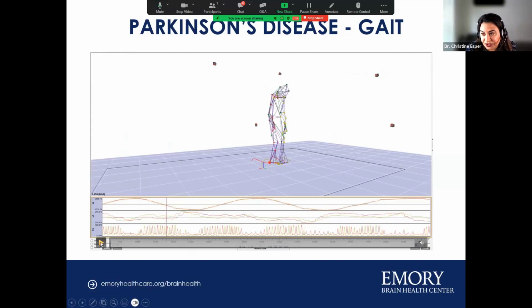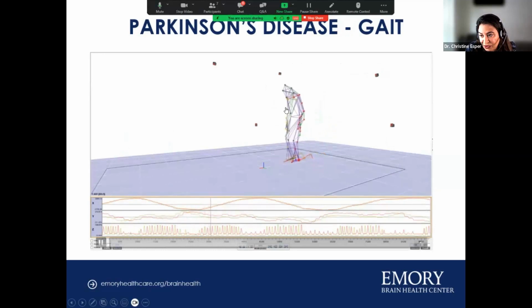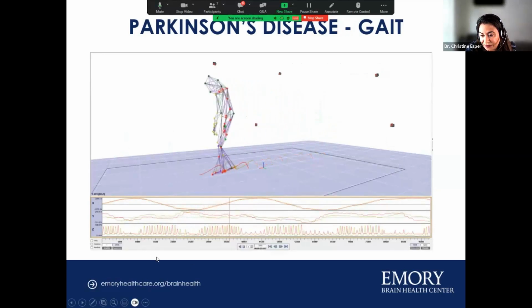So here is a picture of a patient with Parkinson's disease walking in our lab. You can see the stooped posture, takes several steps to turn, reduced arm swing bilaterally. I think the left is worse.